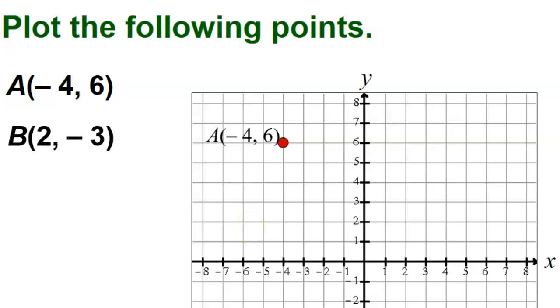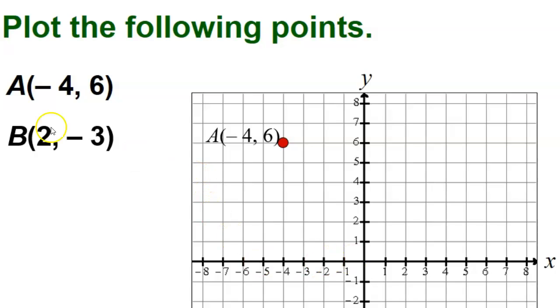The point 2, negative 3. Where's that? From the origin, how do we move? Left or right? Don't forget, the first value represents the x-coordinate movement, or the horizontal movement. So the first value, positive 2, means 2 to the right. And the negative 3 is what we call the vertical movement, the up or down movement.